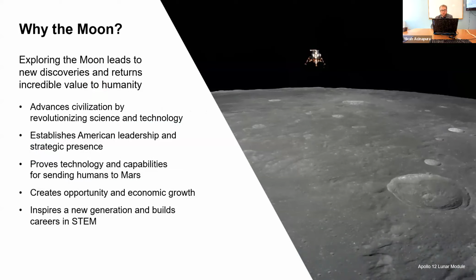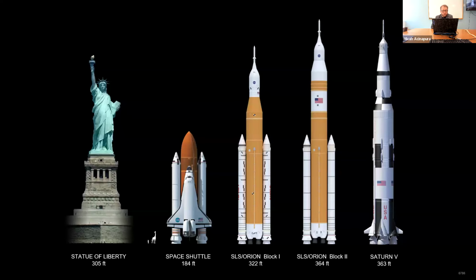So let's talk about some of the actual technologies that we're building for this purpose. Here's a sense of scale. You see here the SLS and Orion Block 1 and 2. These are taller than the Statue of Liberty. Saturn V is a little bit taller than the Block 1, but the Block 2 is actually 1 foot taller than the Saturn V. The Block 2 is essentially the next stage of it, a little bit more advanced. It's very big, very tall. SpaceX's Starship, not pictured here, is also of comparable scale. So we're talking really big rockets, very impressive stuff.